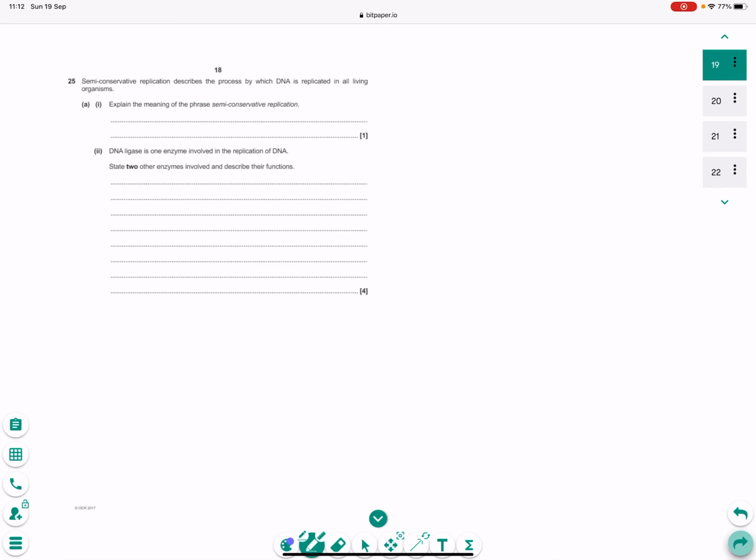25. Semi-conservative replication describes the process by which DNA is replicated in all living organisms. Explain the meaning of the word semi-conservative. So one strand of DNA.